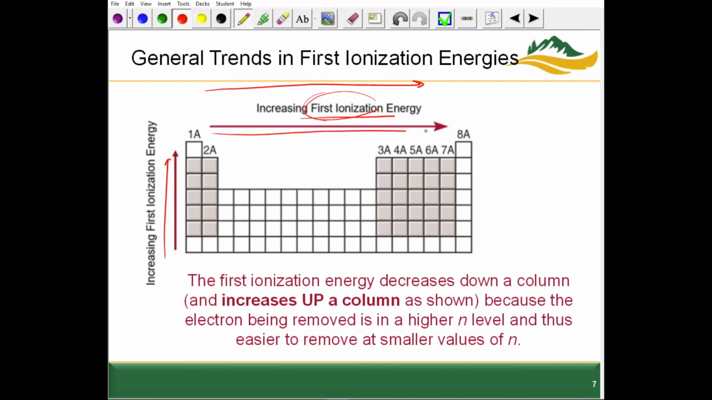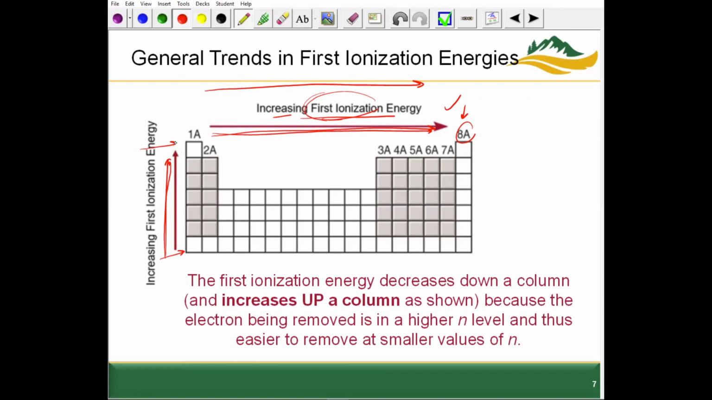We talked about this one previously, where our noble gases will have a very large first ionization energy. They don't want any electrons removed. So it takes more and more energy as we move this direction to remove that first electron. Now going up a group, it increases going up a group. So less energy is required to remove the first electron here compared to here.